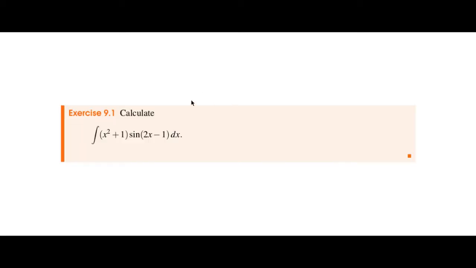Using this knowledge, I gave you this exercise to do on your own: x squared plus 1 times the sine of 2x minus 1.